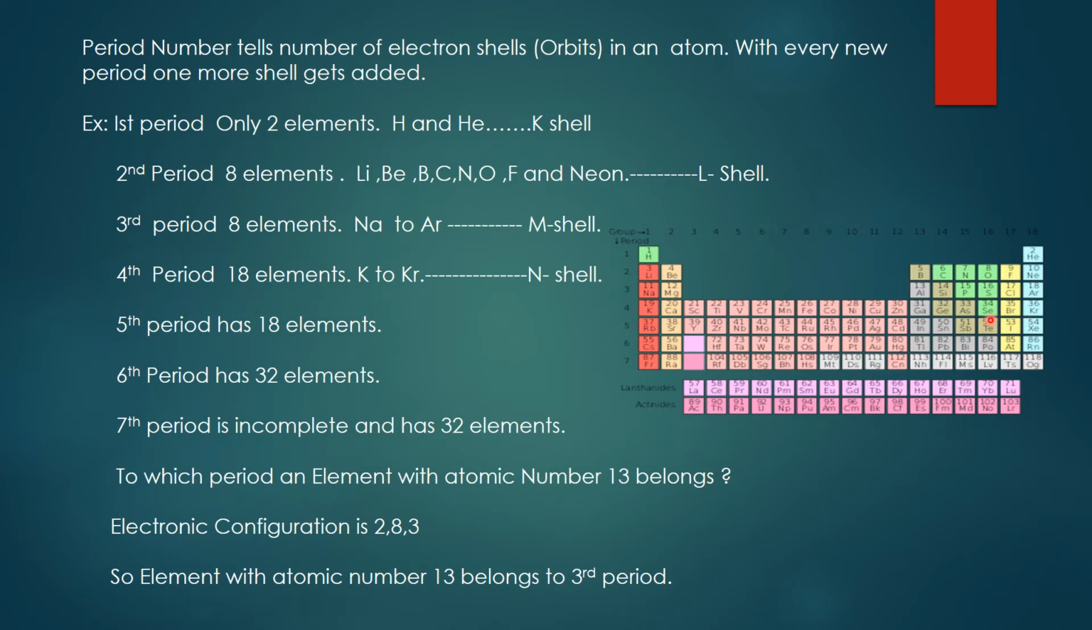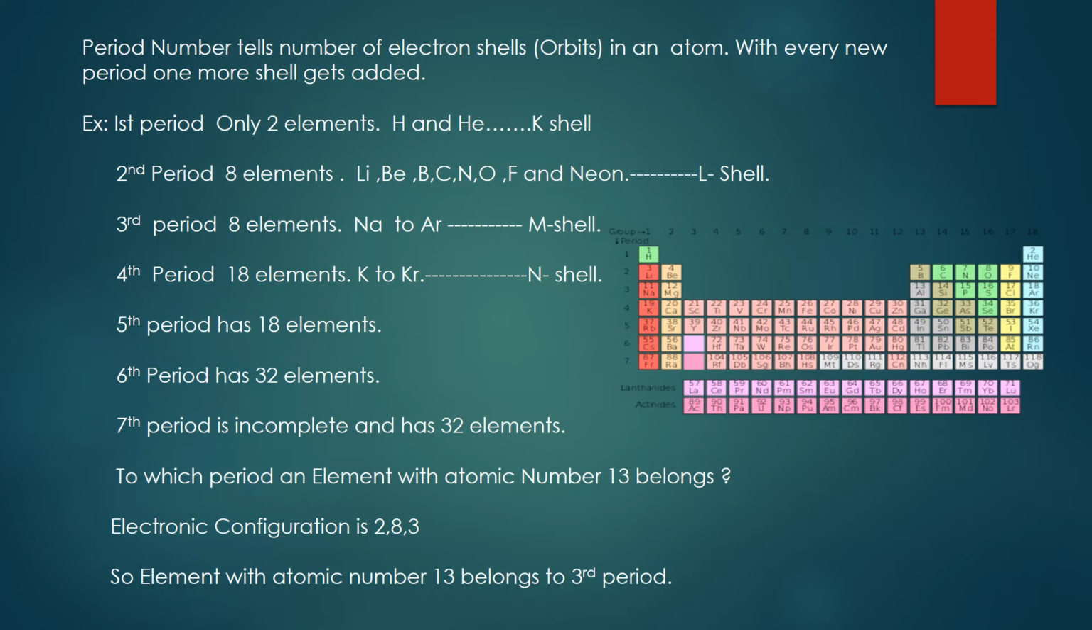For example, an element with atomic number 14 is given. 14 falls in between, just after neon and before argon. Argon is 18, so 14 is here only. That is 13, aluminum, and 14, silicon. This belongs to the third period. Are you clear about that?